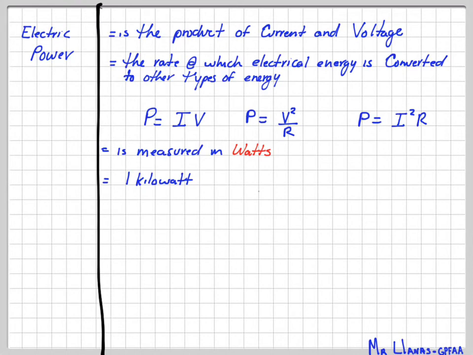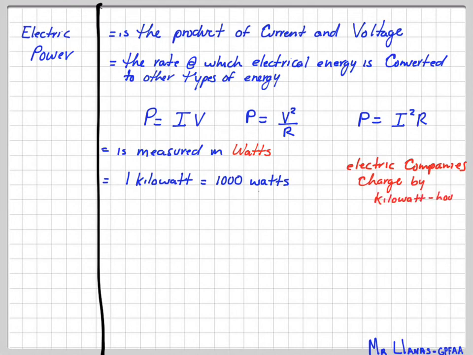Power is measured in watts, and when we're looking at energy, you have to be able to convert into kilowatts. 1 kilowatt equals 1,000 watts, or 1,000 watts equals 1 kilowatt. Your electric companies charge by kilowatt hour. They don't charge you by how many electrons they're actually getting to your home. They charge you by the amount of kilowatts that you're getting from them per hour.